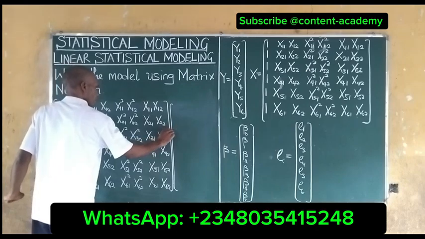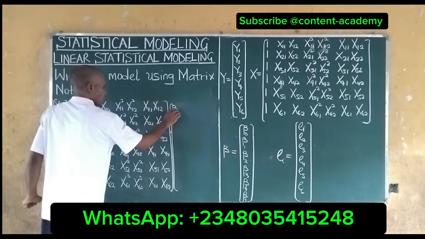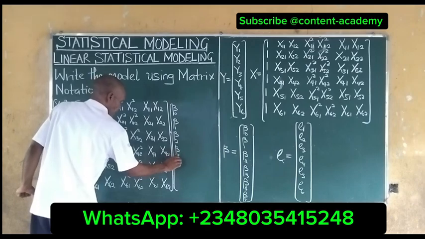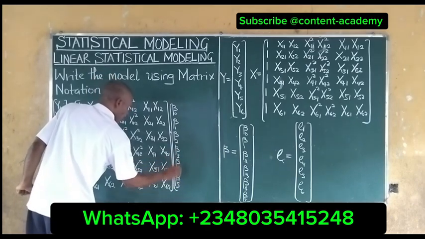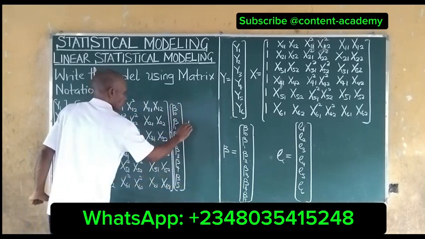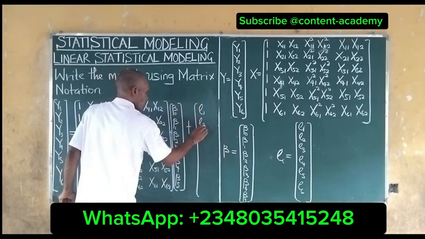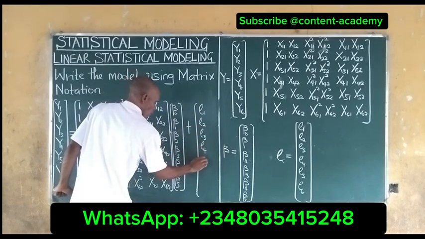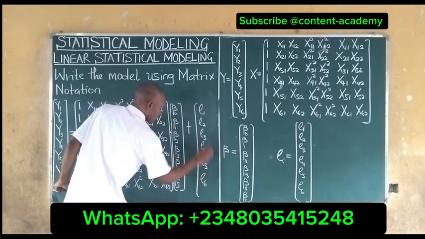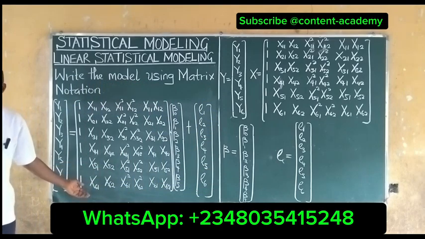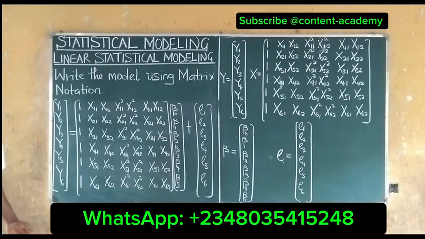multiplied by b naught, b1, b2, b3, b4, and b5, plus e1, e2, e3, e4, e5, and e6. So this is simply how we can put our linear regression model into the matrix notation. So this is how to compute that.